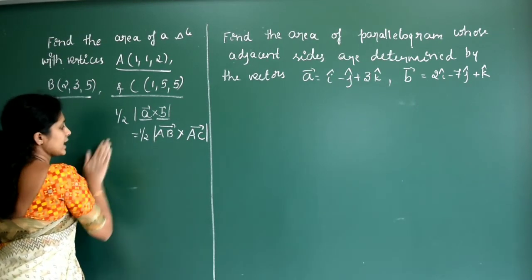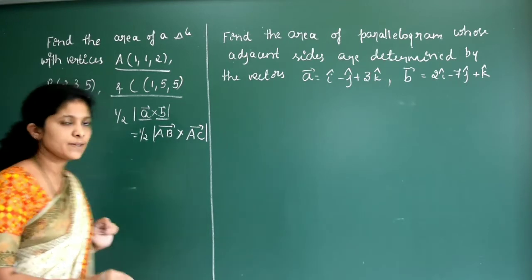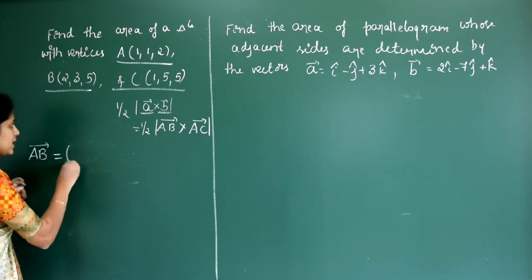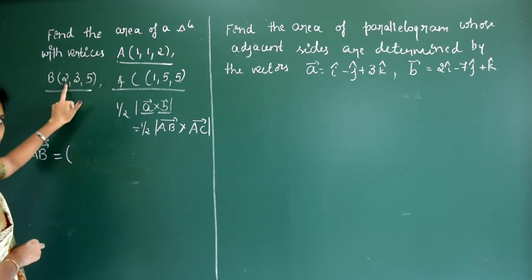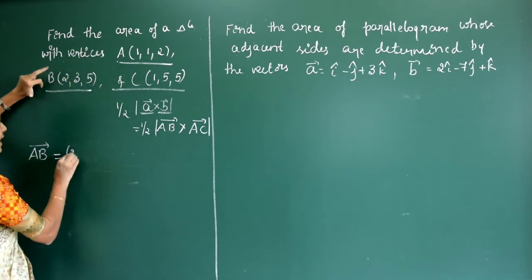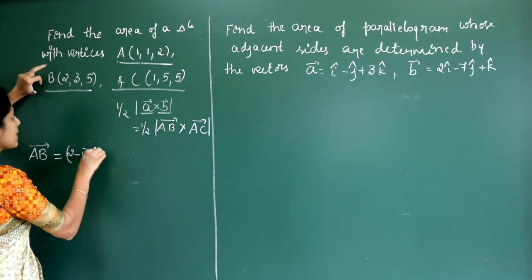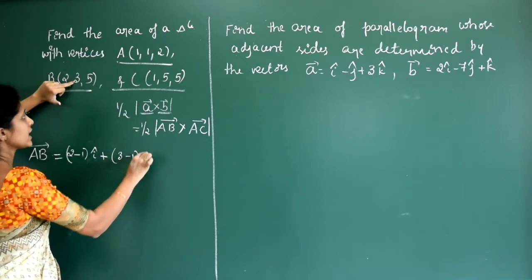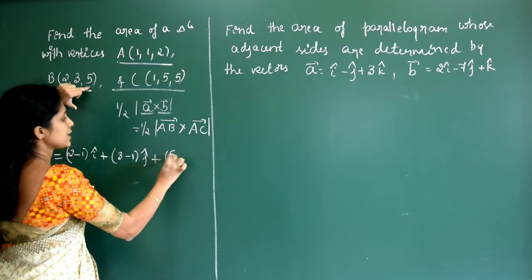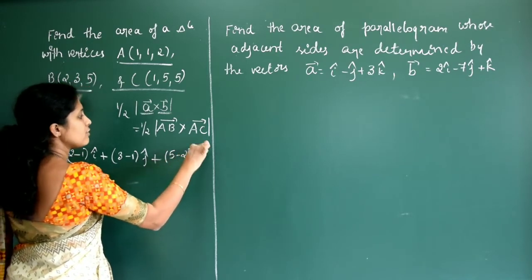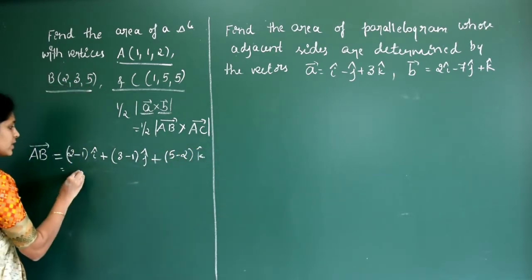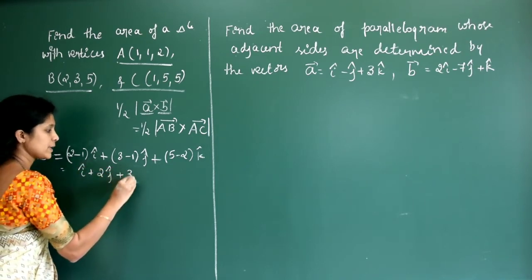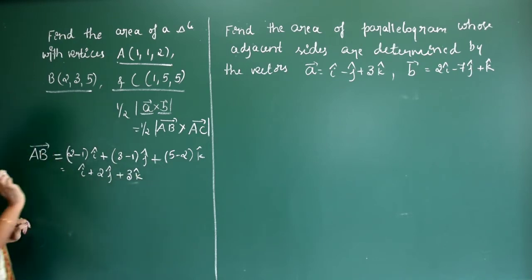For that we need to find the AB vector, right? This is also not given. How to find the AB vector? A vector joining the 2 points, right? AB vector will be equal to A to B, 2 minus 1 I cap plus 3 minus 1 J cap plus 5 minus 2 K cap. Is it clear? Vector joining 2 points. So 2 minus 1 will be I cap plus 2 J cap plus 5 minus 2 will be 3 K cap. So this gives you the AB vector.